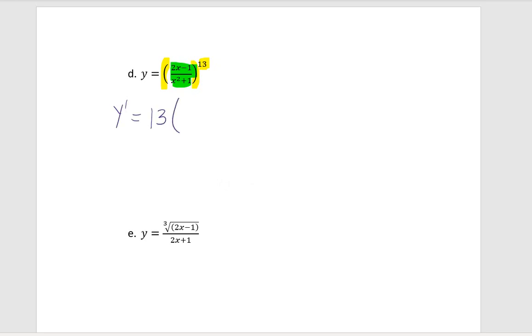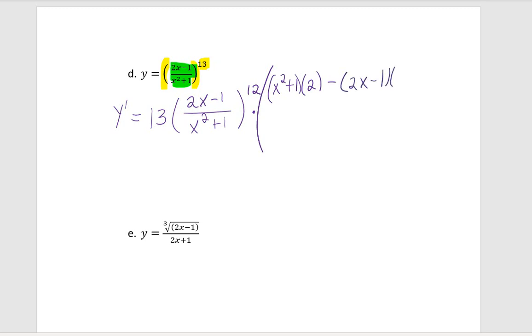so that'd be 13 times, remember, leave the inside alone every time you do the power rule, leave that inside alone, times the derivative of the inside, so that's the bottom times the derivative of the top, minus the top times the derivative of the bottom, all over the bottom squared.